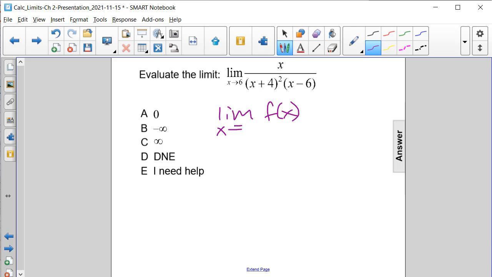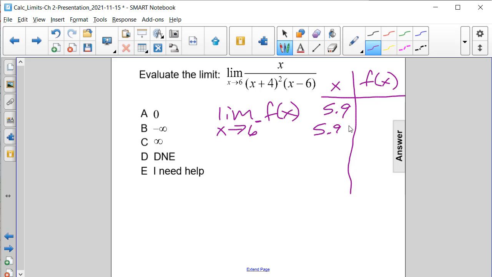x equals 6, or an x value of 6 from the left. So the limit of f of x as x approaches 6 from the left. We'll make our table, x and then f of x. And values of x that are just below 6 would be 5 and 9/10, then we can do 5 and 99 hundredths, and 5 and 999 thousandths.